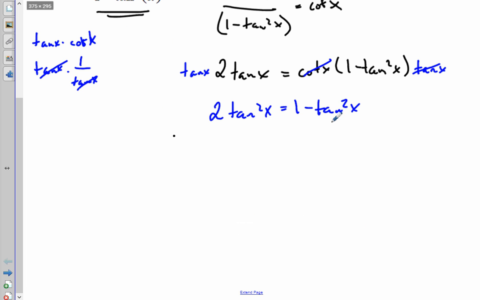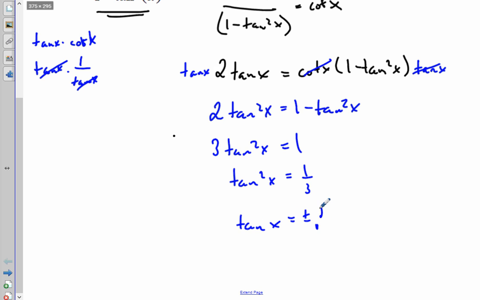Now from here, I have tangent squared terms on both sides. I'm going to add this one to the other side. So now I have 3 tangent squared of x, and that equals 1. Divide by 3, and now we have tangent squared of x equals 1 over 3, and now we're going to take the square root. When we take the square root here, we have to bring up plus or minus, and we have the square root of 1, which is 1, and then the square root of 3 right there.